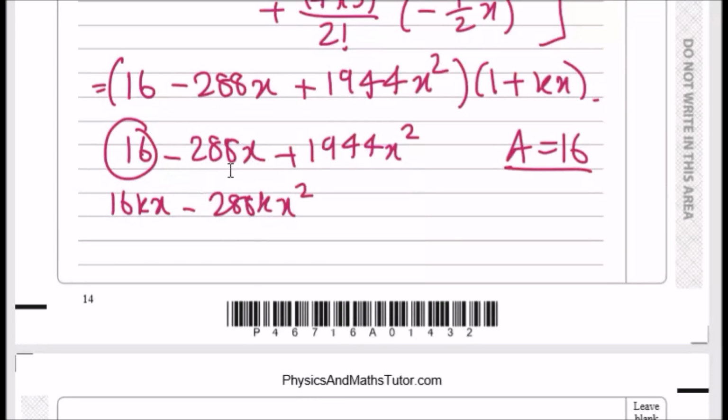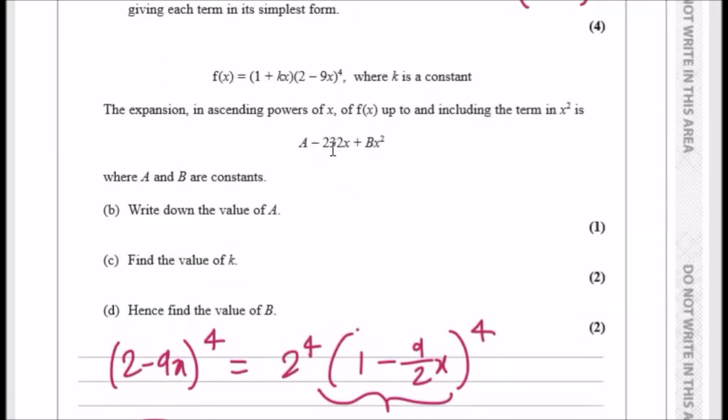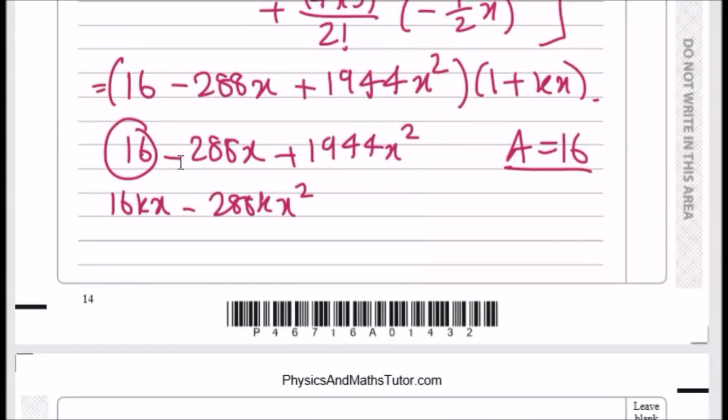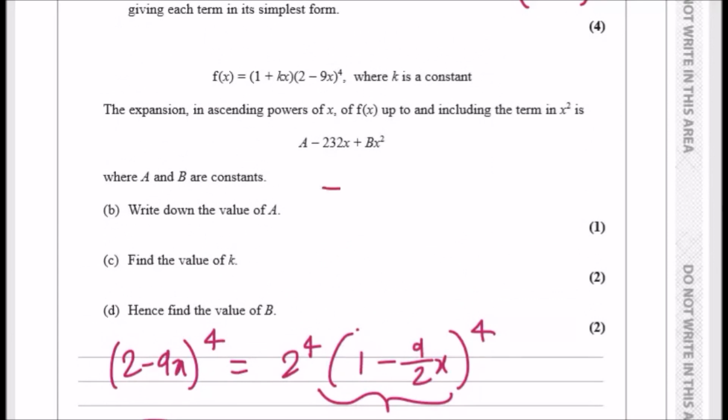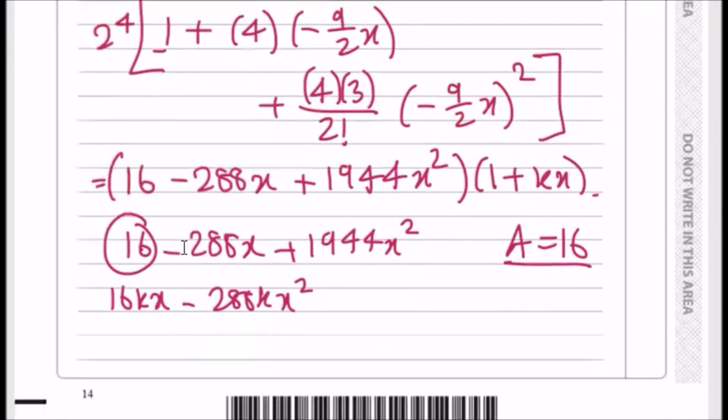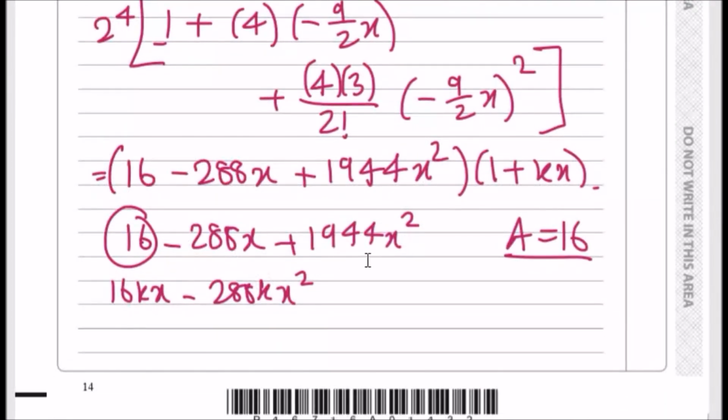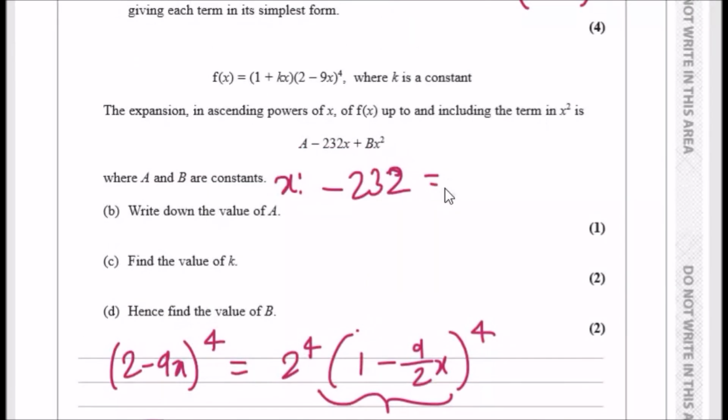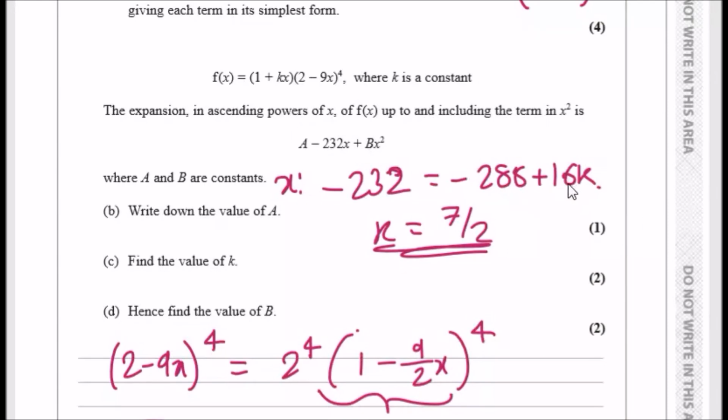The next bit, in terms of x's, we can say that minus 232x is equivalent to minus 288x and 16kx. So writing it as an equation, minus 232 is equivalent to minus 288 plus 16k. And now you just have to solve this and make k the subject. So doing this, you should basically get 7 over 2. So just plus 288 and then divide by 16.